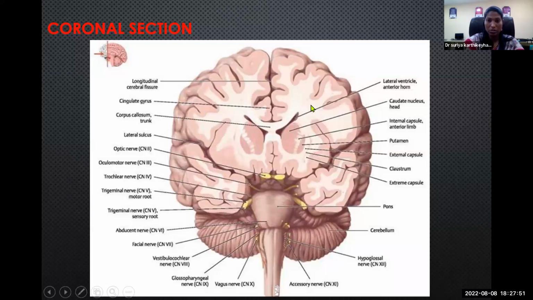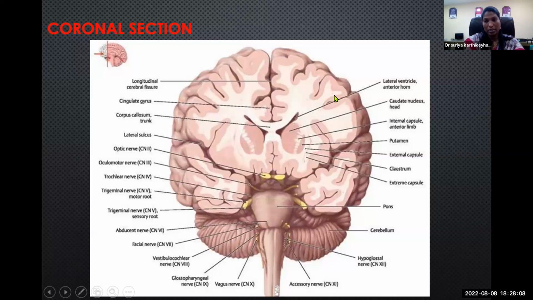And then within the substance of the white matter, we have masses of gray matter. There is outer gray matter and then white matter, and within the masses of white matter, we have gray matter also. Again, the gray matter is present within the white matter substance. Okay, this is about the coronal section.